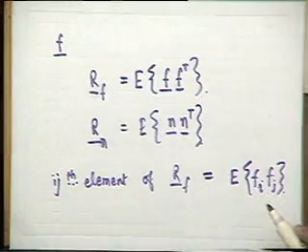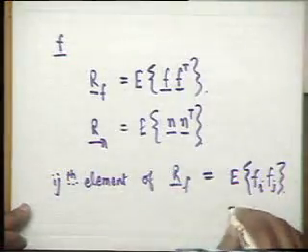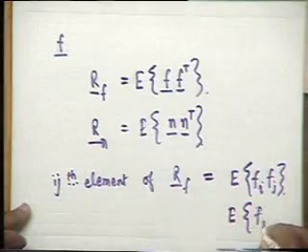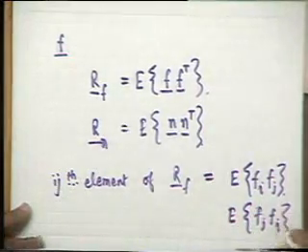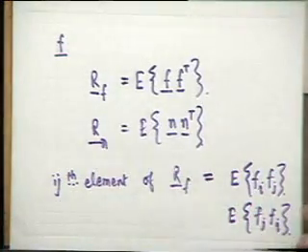Now, this correlation is obviously for images. Is it going to be real or complex? It has to be real. Now, if I consider the jith element of RF, what is it going to be? Again, the expectation of fj fi. Again, this is also going to be real.